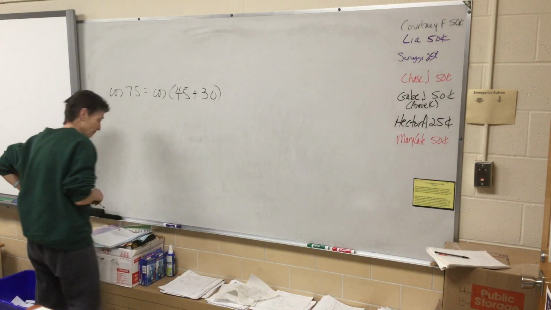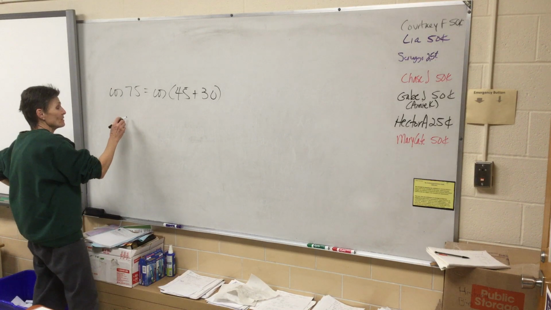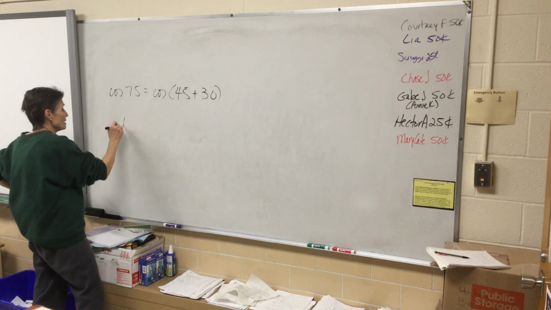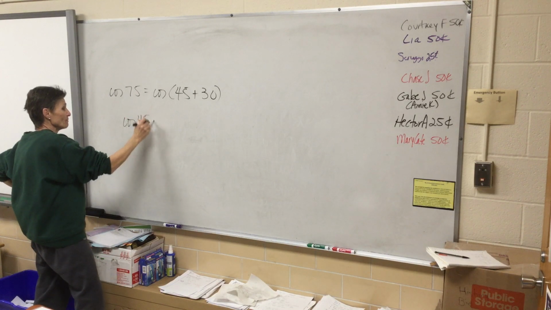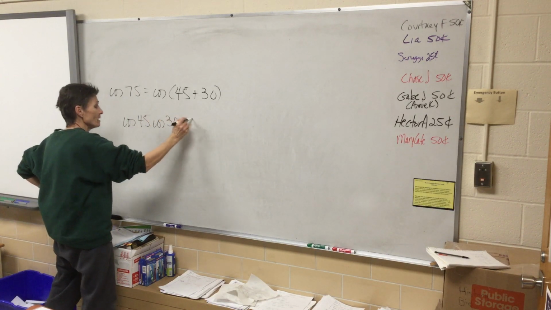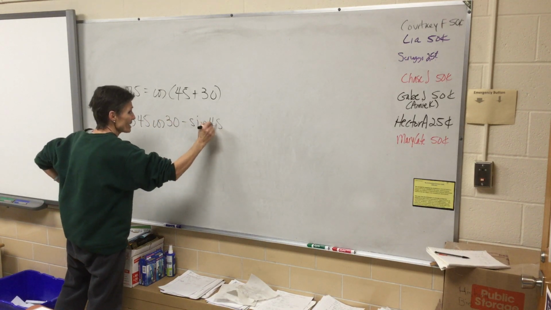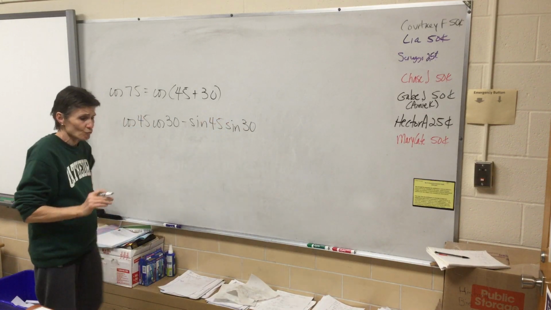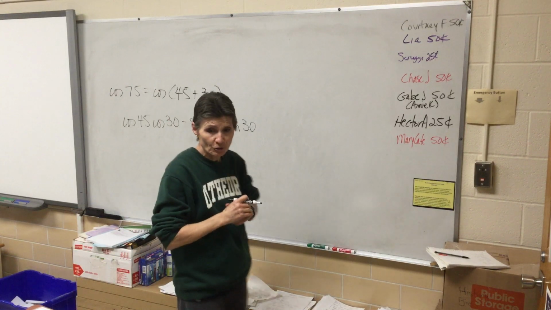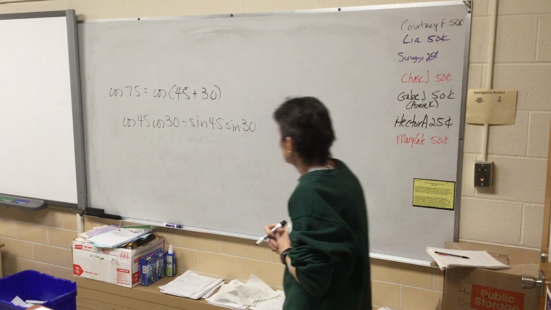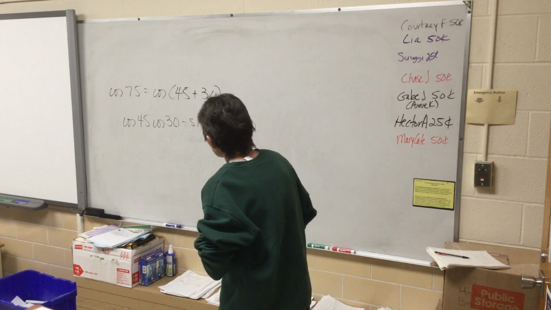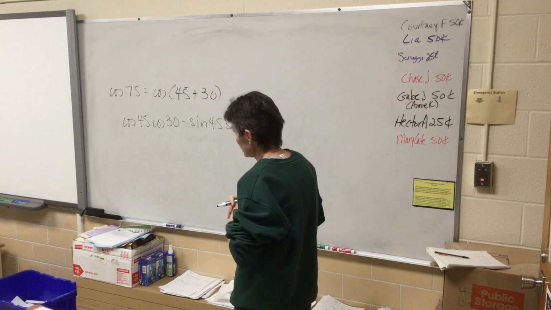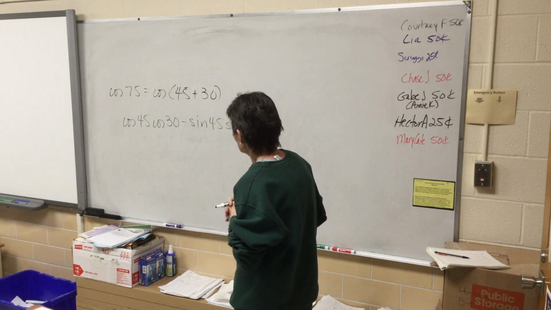Okay, now we have a formula that helps us with this. So on your sheet, this is the cosine of u plus v. So the sheet says that's cosine 45 cosine 30 minus sine 45 sine 30. That's the formula straight off the sheet. You're going to put it on your note card. You're going to have your note card done for our next class. If you're going to use it, you got to have it.